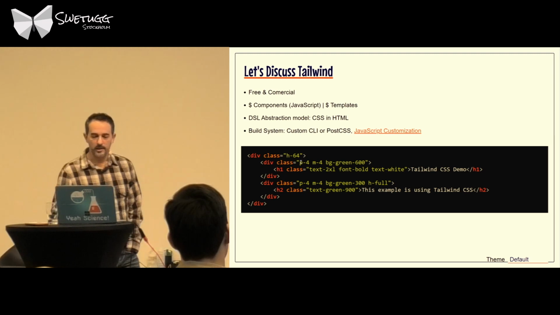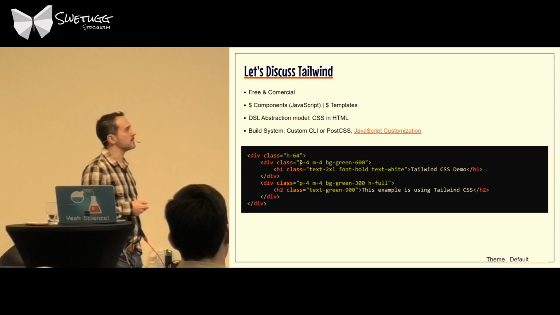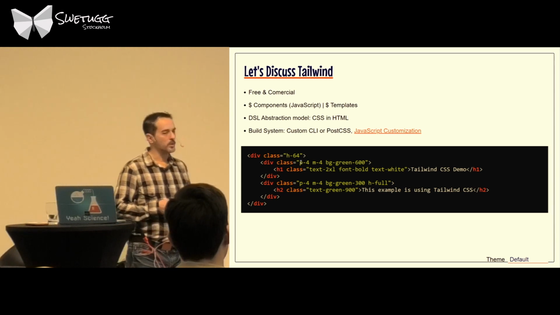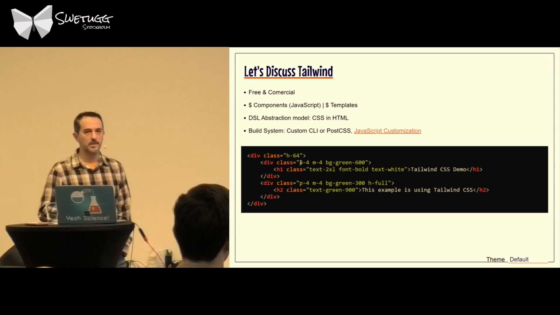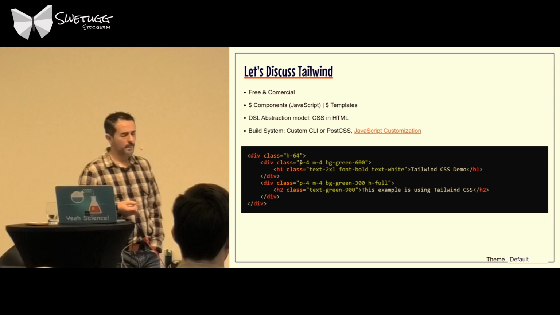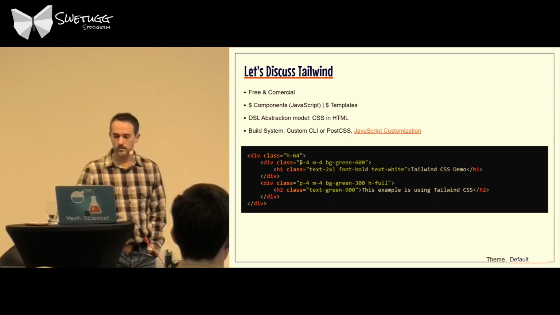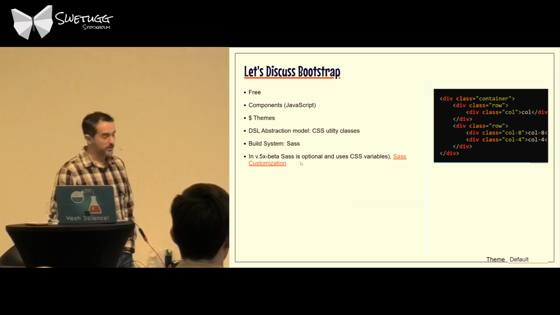The build system for it has a custom command line, and it uses PostCSS internally. So PostCSS is very similar to Sass. It's a precompiler for CSS code. It just uses its own proprietary system versus Sass. Then there's Bootstrap.